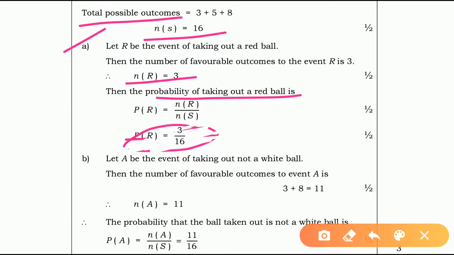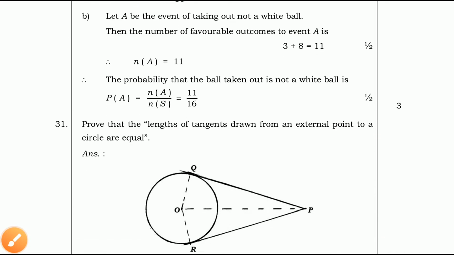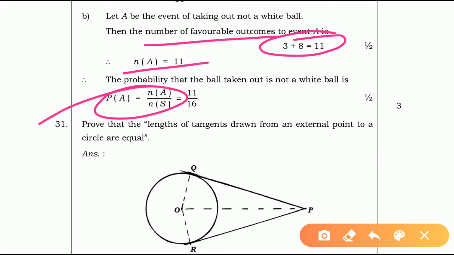This is the first solution. And for B, let A be the event of taking out not a white ball. It means to find the probability that the ball taken is a red ball or a blue ball. Here n of A is equal to 11, because the number of favorable outcomes to the event is 3 plus 8 is equal to 11. By using the same formula, 11 by 16. This is the solution of question number 30.